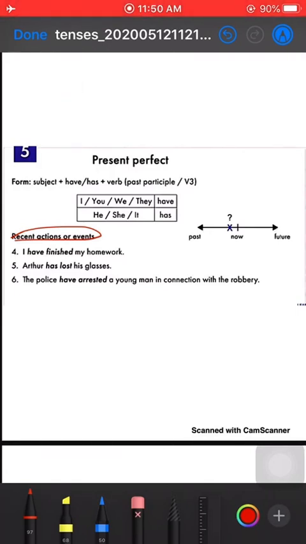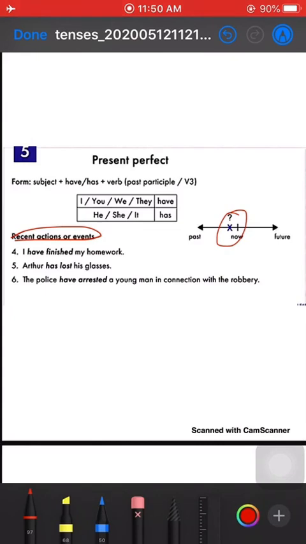For example, I have finished my homework. You can imagine a kid saying this to her mom. Well, when did she finish her homework? Maybe 5 minutes or 10 minutes ago. But that's not important. The important thing is the completion of the homework. You see this on the timeline now. The girl finished her homework just a few minutes ago, but that's not necessary. That's why there's a question mark, no mention of the time.